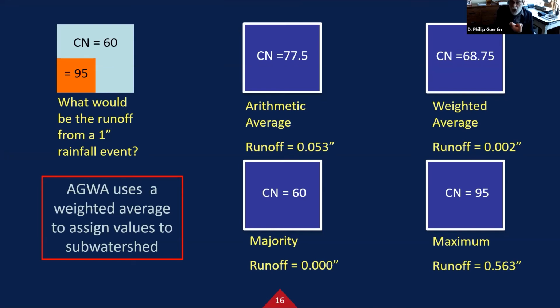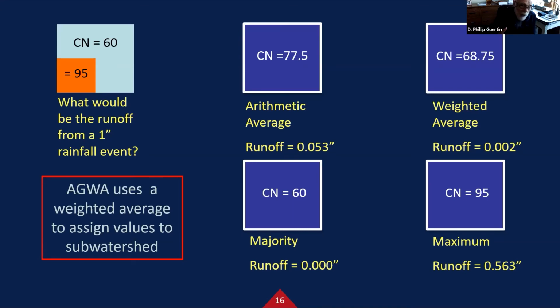All right, then I have majority rule, or I use the maximum value. And you can see very different runoff amounts using this technique, going from 0.05 with the arithmetic average to 0.002 inches of runoff with a weighted average. The majority was 0. The maximum was 0.563 inches. So again, how you come up with the input set, how you integrate the information to come up with one input set for a modeling element is critical.